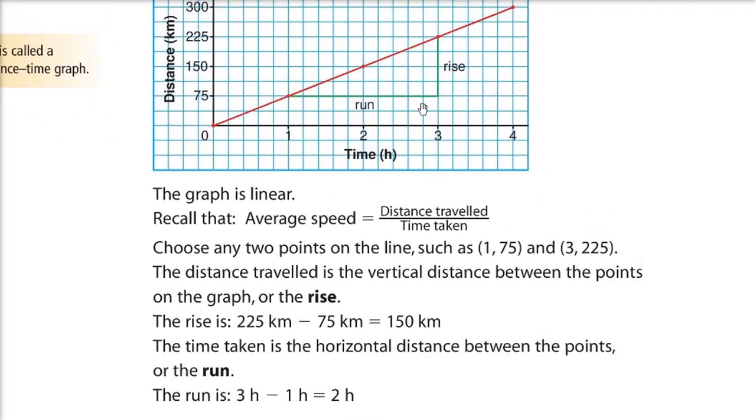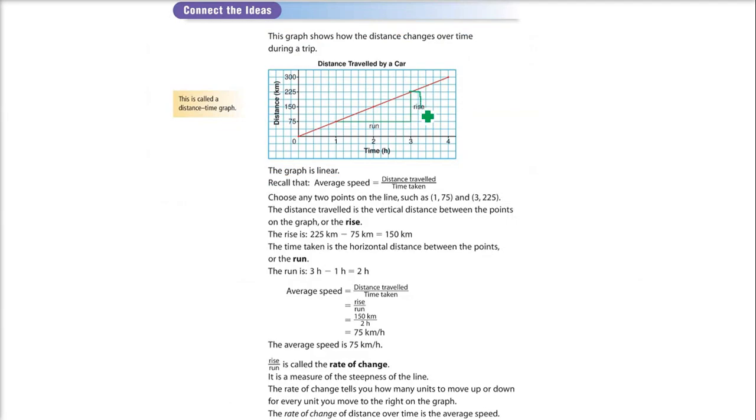So what is the rise here? This value is 225 and this value is 75. So the rise is 225 minus 75. And for the run, this is 3 and this is 1, so 3 minus 1, that is 2. So we get 150 here, and 2 is of course there.